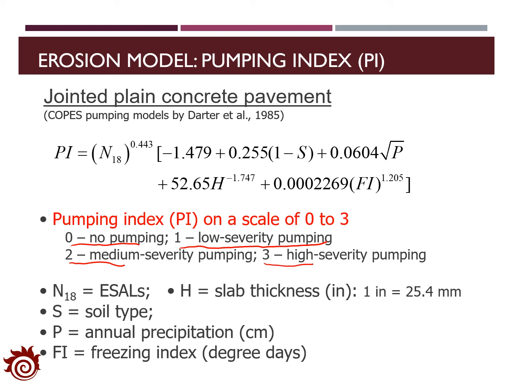The equation here shows the estimation of the pumping index as a function of the traffic load, N18 as the ESAL, H as the slab thickness, S as the soil type, and P as the annual precipitation. FI is the freezing index, which is in degree days.